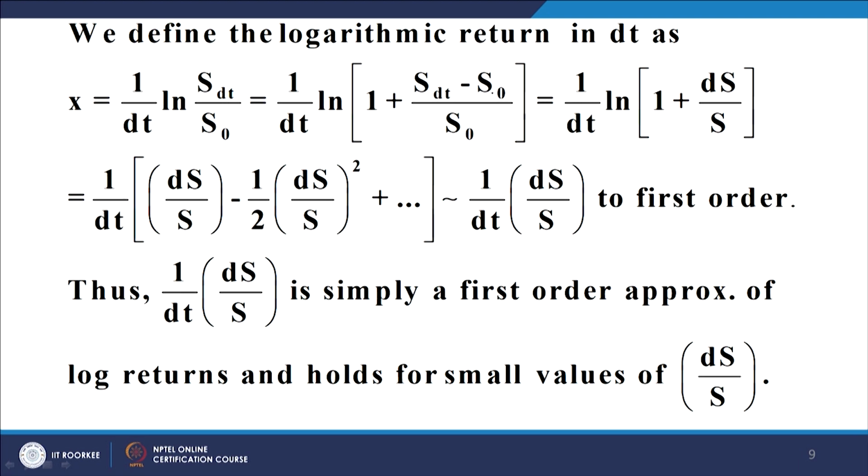Now, this is of the form log of 1 plus x. Log of 1 plus x has the standard expansion x minus x square upon 2 and so on. So, we expand it as a Taylor series. The 1 by dt remains as it is, and we have dS upon S minus 1 by 2 dS upon S whole square, and this continues.